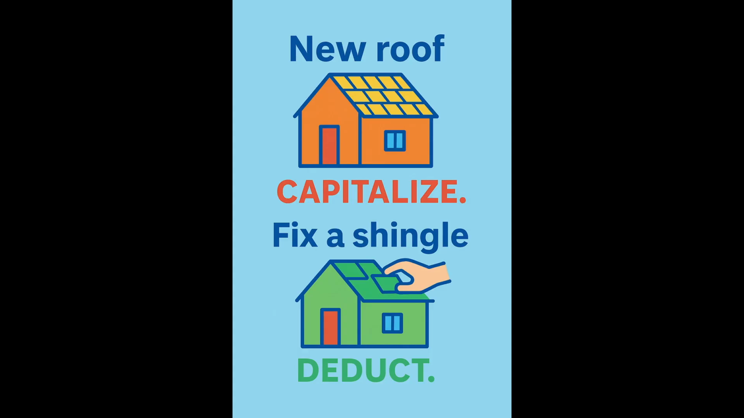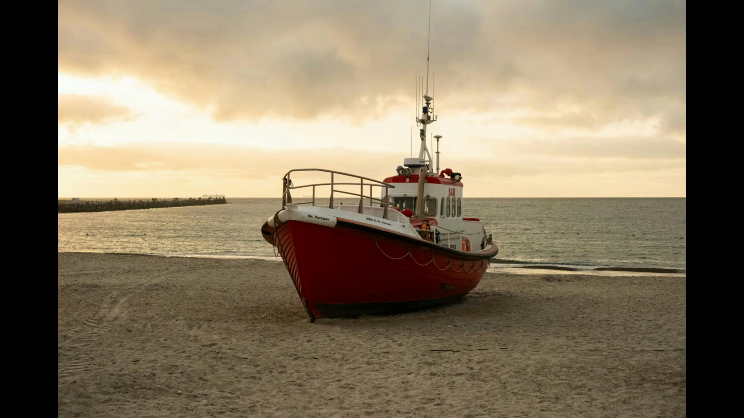Repairs versus improvements. One of the biggest mistakes landlords make is mixing these up. Repairs you can deduct immediately. Fixing something to keep it working, replacing a faucet, fixing a broken window. Improvements are capitalized and depreciated. Items that better the property or extend its life, like a new roof, new water heater, HVAC, or remodel. A simple rule is this: new roof, capitalize. Fix a shingle, deduct.